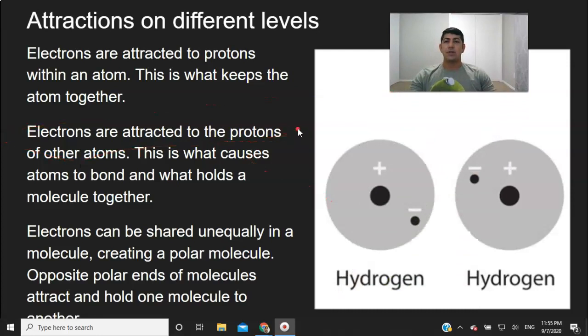So electrons are attracted to protons within an atom. This is what keeps the atom together. Electrons are attracted to the protons of other atoms. This is what causes the atoms to bond and what holds the molecule together. So electrons can be shared unequally in a molecule, creating a polar molecule. Opposite polar ends of molecules attract and hold one molecule to another.